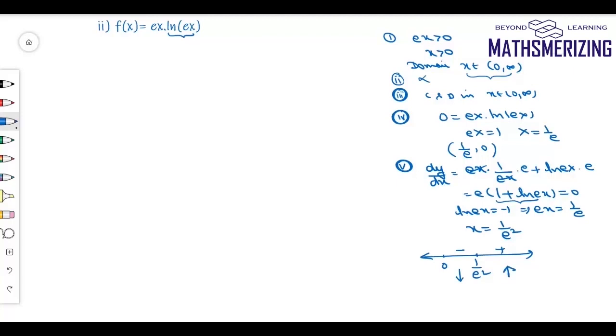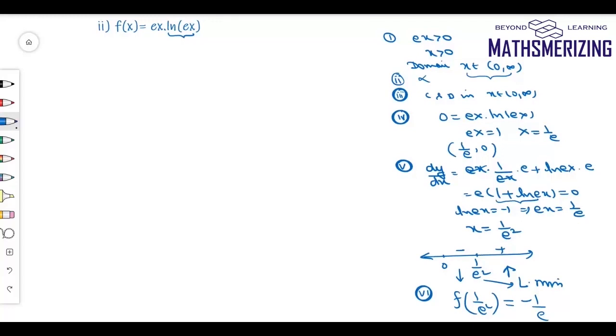Now at 1 upon e, the sign changes from minus to plus. So that means 1 upon e is actually a point of local minima. I'll also find the value at 1 upon e. So if I put x as 1 upon e, I'll get minus 1 by e. Now again, I'll skip step 7, so I'll straight away go to my limits.